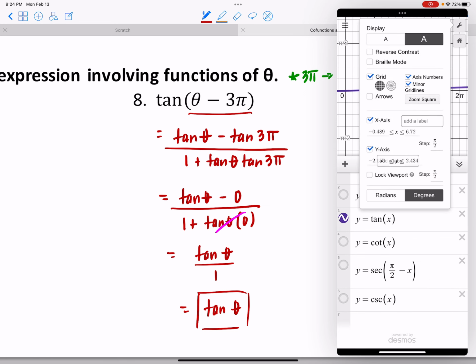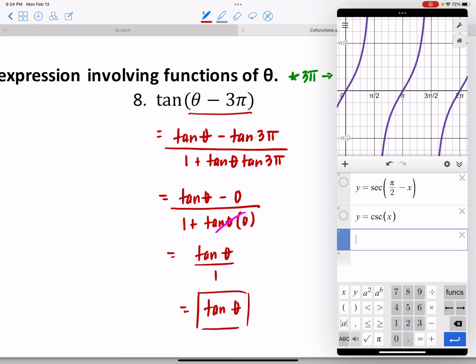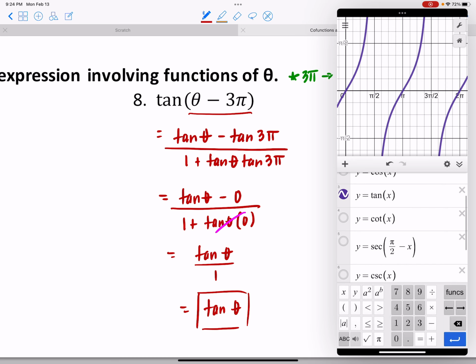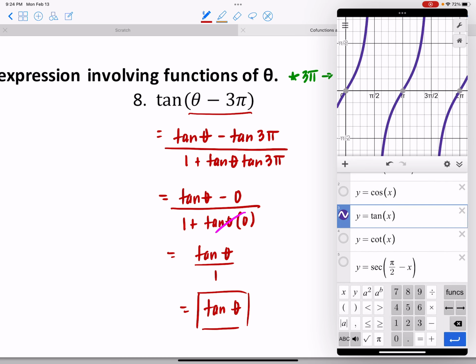So there's my tangent function. If I took my tangent function and moved it over 3 pi, it didn't do anything. It's the same exact function, because the period is pi, so at all those multiples of pi, we're going to see the same behavior. So if I shift it over a pi or 2 pi or 3 pi, I'm going to see the same thing. Alright, hopefully that makes a little bit of sense, and that's it.